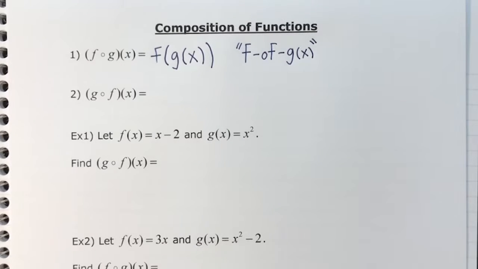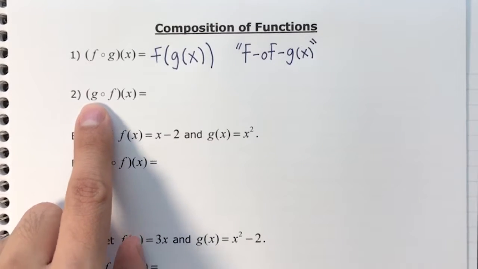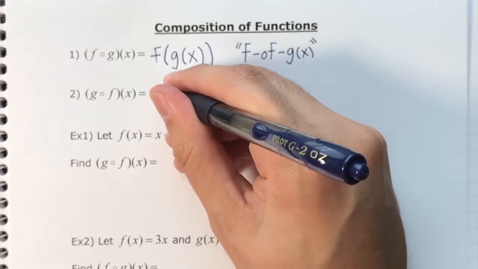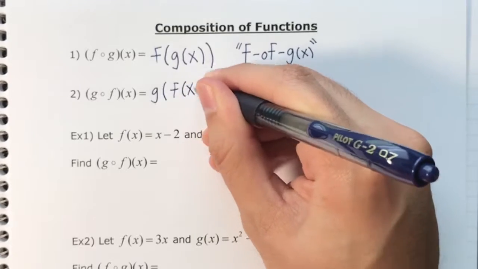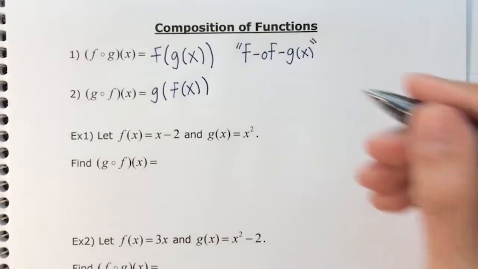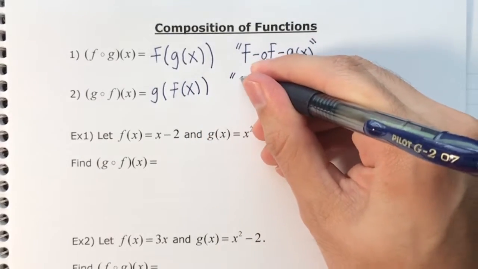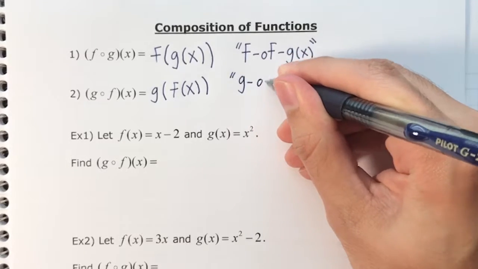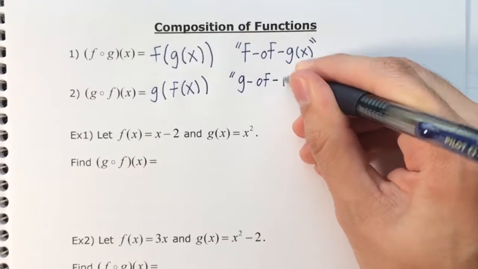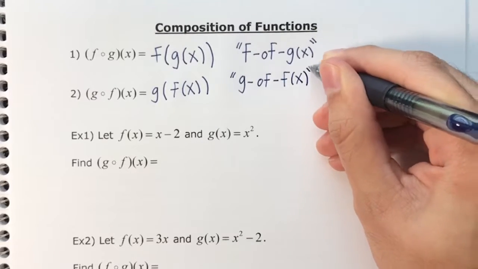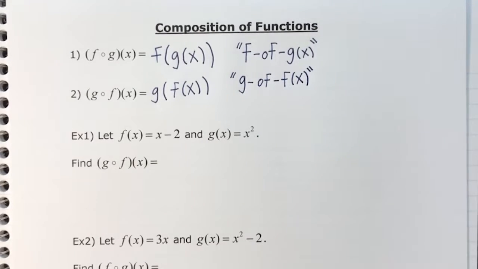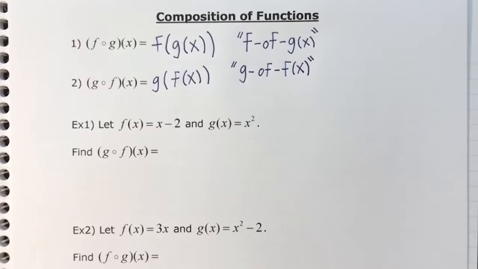Now let's go to the next one. It starts with g. So what are we going to start with? g of f of x. So g of f of x, and that's how you read it. I thought it'd be helpful if we can read it and understand it properly. Now let's go to example 1.